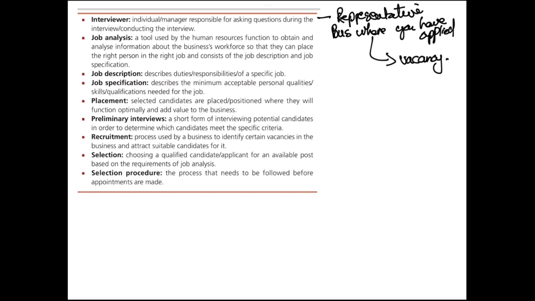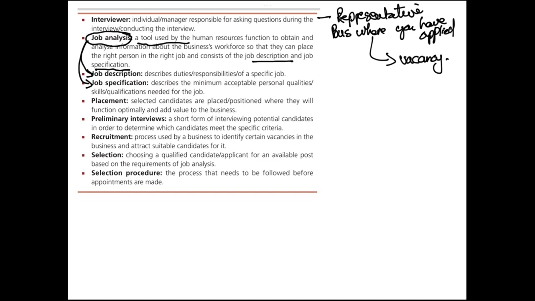Then your job analysis. You must remember that your job analysis consists of your job description and your job specification. So your job analysis is a tool that the human resources function uses to analyze and see what is the need that they do have, so that they can find the right person in the right job, so that you know what they are supposed to be doing and what they need in order to do that particular job.